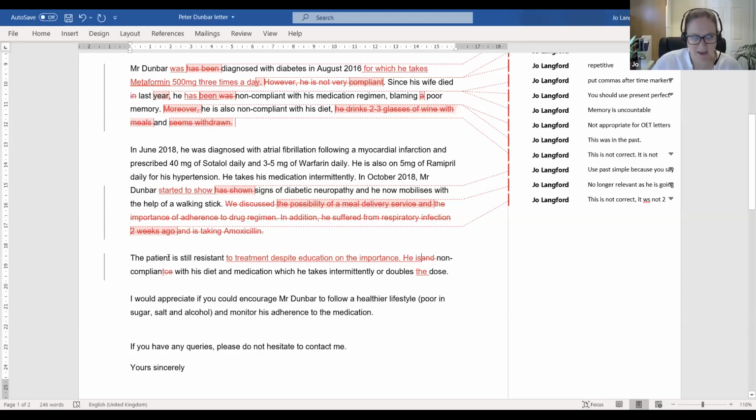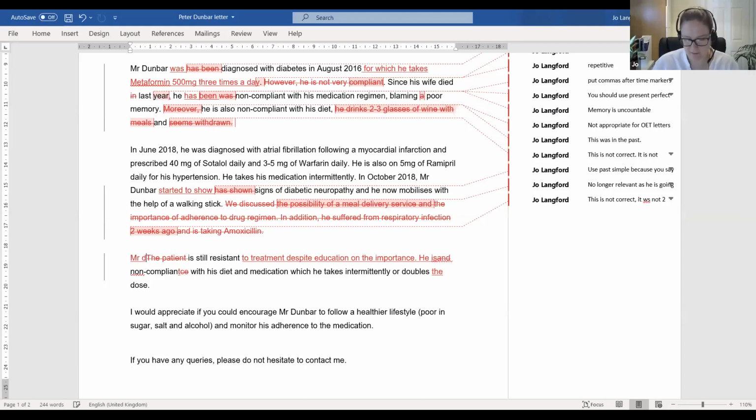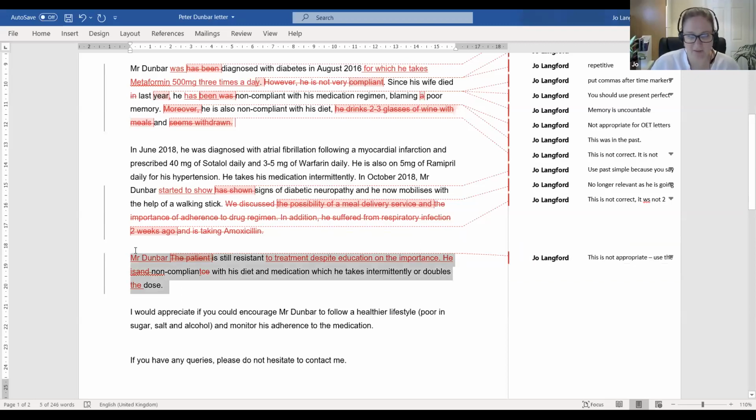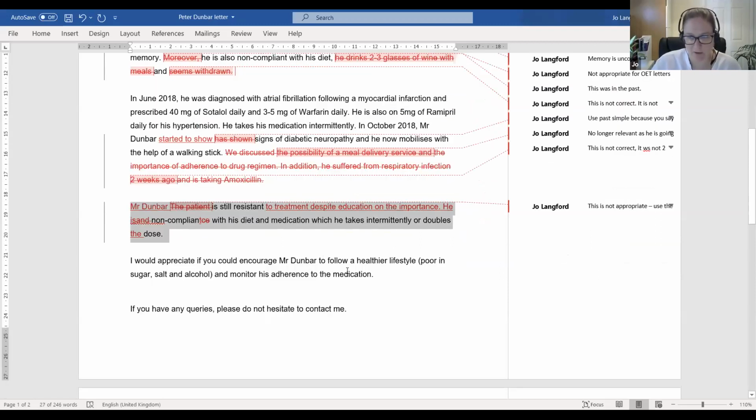Okay, that's fine. The patient is not appropriate. Use the name, Mr. Dunbar. It's a little bit impersonal. We should use he or the name. This is not appropriate. Use the name for he or she, depending. Okay, so a little repetitive perhaps because you've put it in this paragraph here. We might take it out there, but I'll talk about that when giving the feedback on the criteria.